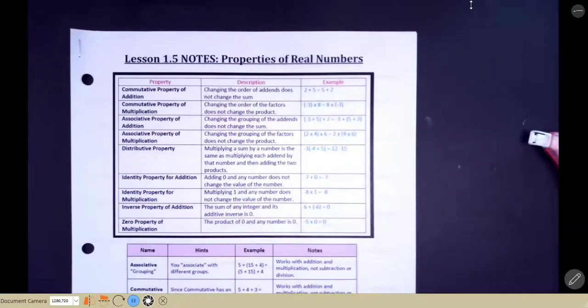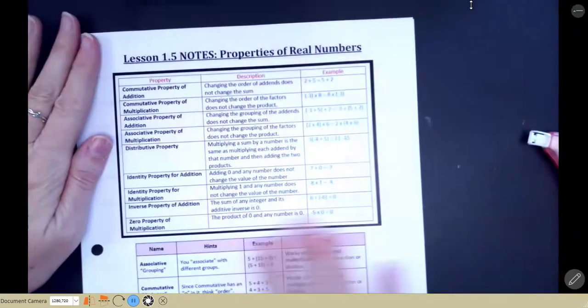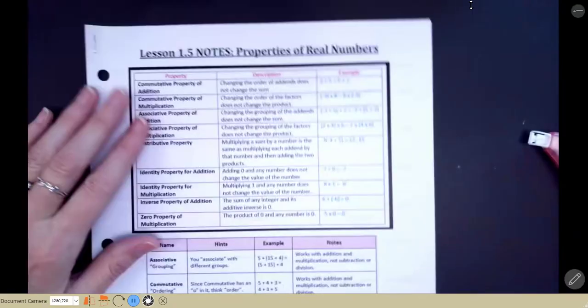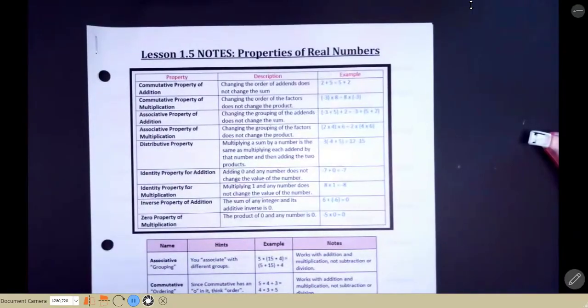Lesson 1.5 is properties of real numbers. Again, this is review, so some of these are going to be familiar to you. We just need to remind you of what the different properties are. This whole page is just a reference sheet, but I am going to go over them. I won't go over the bottom as much, and we are going to write a little bit.